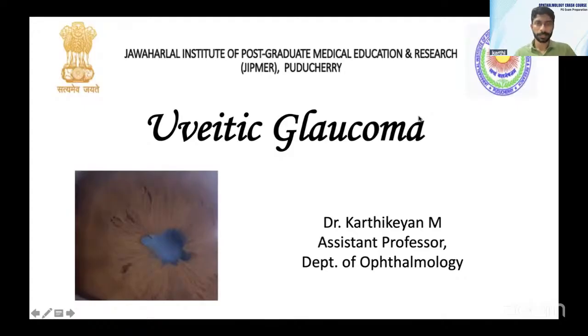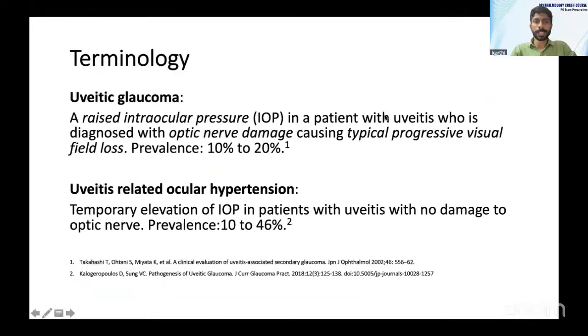Okay. I'm going to talk about uveitic glaucoma. We have two terminologies. Uveitic glaucoma: in a patient with uveitis, when the IOP is raised with optic nerve damage and visual field loss, we call it uveitic glaucoma. Its prevalence is around 10 to 20% in patients with uveitis. The other terminology we use is uveitis-related ocular hypertension, where there is temporary IOP elevation in a patient with uveitis, but there is no optic nerve damage. Its prevalence is around 10 to 46% of uveitic patients.